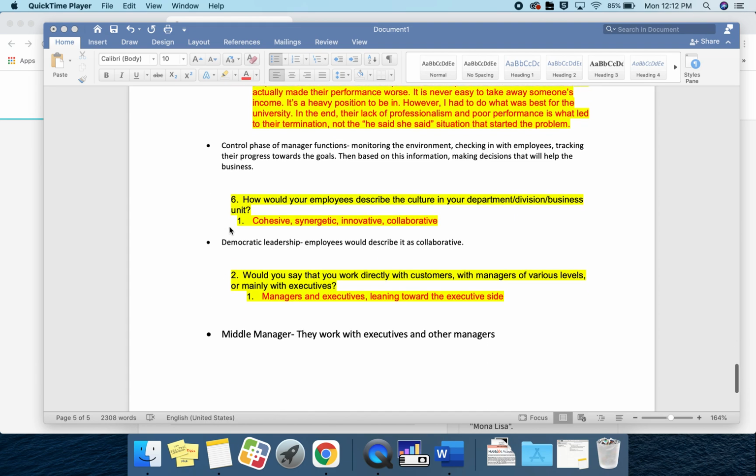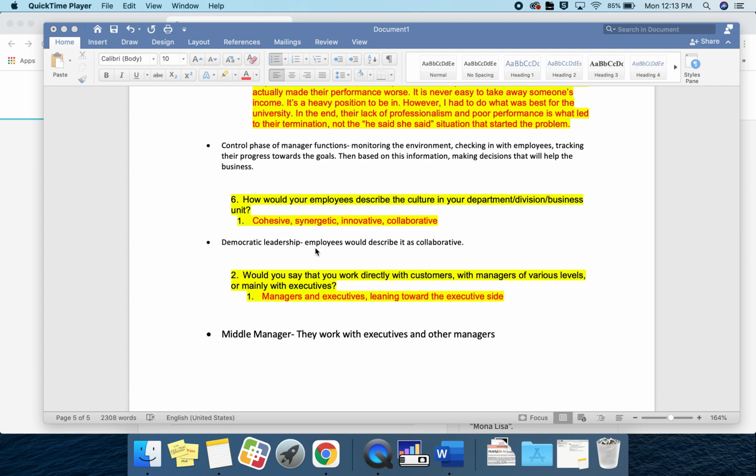The next question, how would your employees describe the culture of your department, division, business, or unit? And this manager said cohesive, synergetic, innovative, and collaborative. This is what really stuck out to me. We have talked about this collaborative term before, and we use that as a way to describe the democratic leadership style. So by seeing that, my instinct is to say that this is a democratic leadership. And for reason 1, I said that employees described it as collaborative.